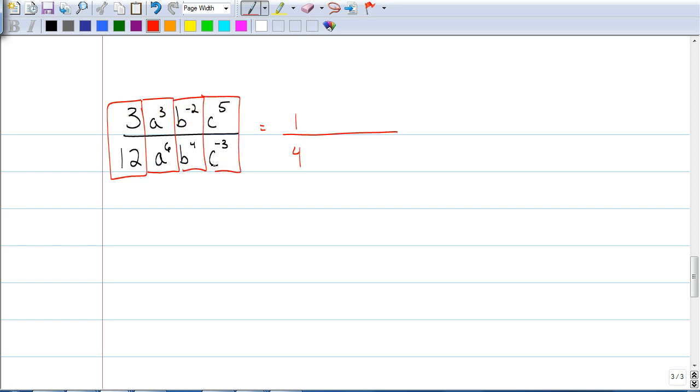Actually, you know what I like to do is I like to make all my negative exponents positive. So before we start doing some of this stuff, let's go ahead and do that next, and that way we don't get too far ahead of ourselves. So the a cubed is fine where that is. The b, though, I'm going to move that to the denominator.